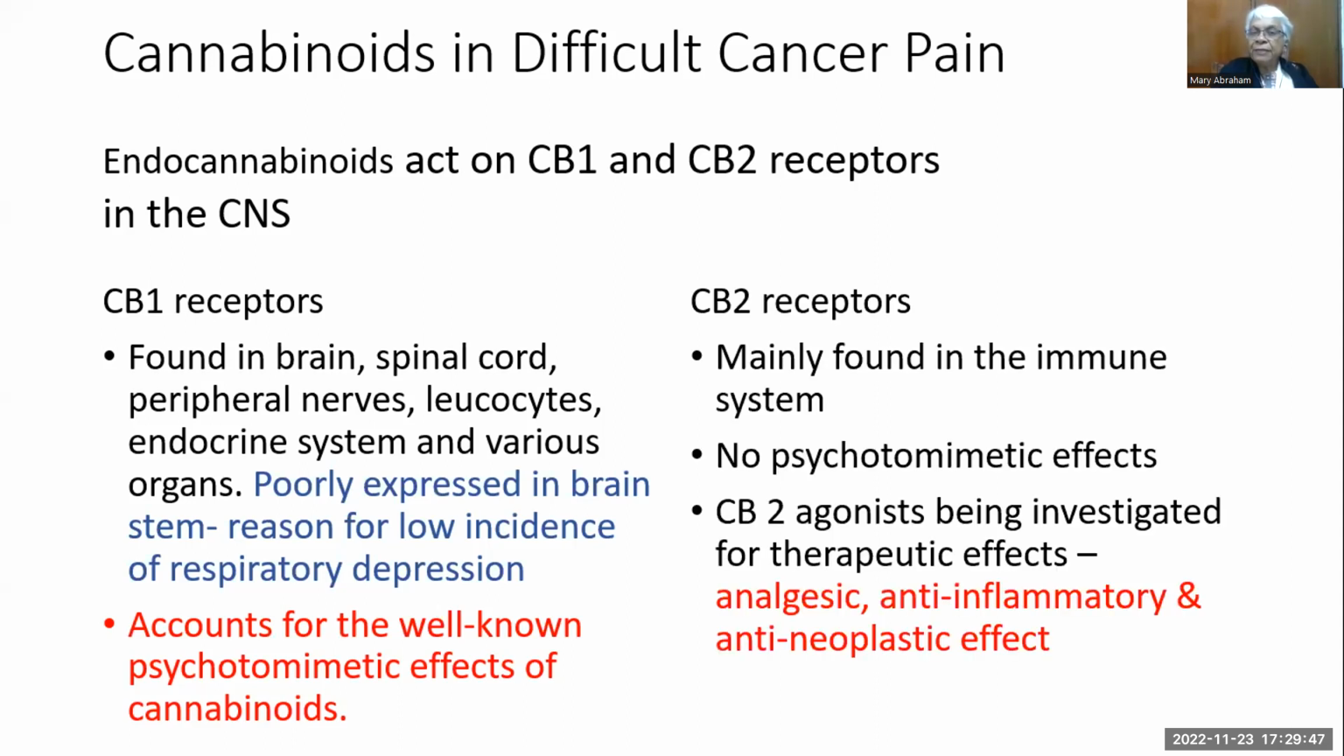The CB2 receptors are mainly found in the immune system. It has no psychotomimetic effects, and they are now being investigated for its therapeutic effects like its analgesic effect, its anti-inflammatory effect, and its anti-neoplastic effect as well.